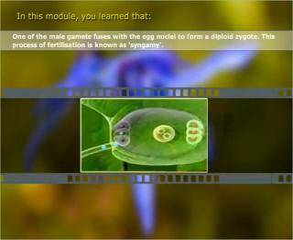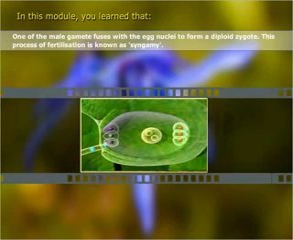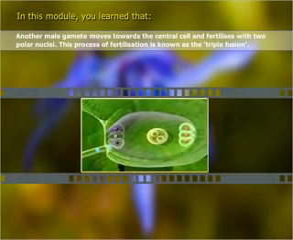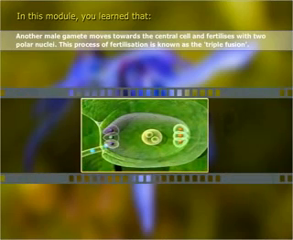One of the male gametes fuses with the egg nucleus to form a diploid zygote. This process of fertilization is known as syngamy. Another male gamete moves towards the central cell and fuses with two polar nuclei. This process of fertilization is known as the triple fusion.